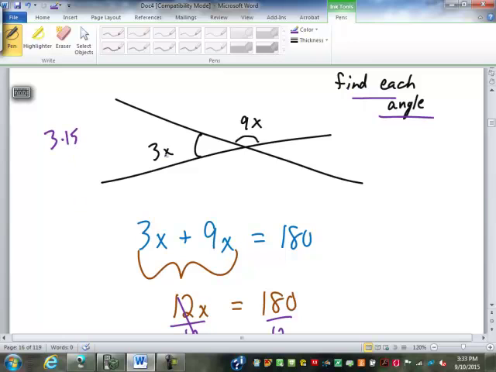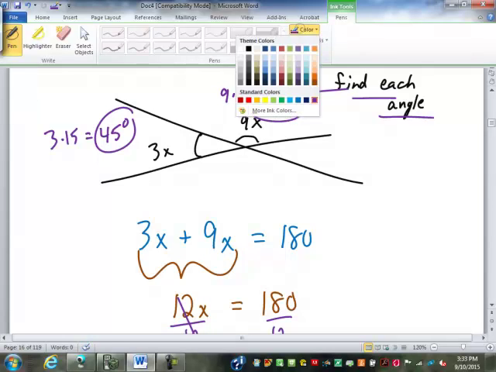Perfect. Replace the x with 15 and then we multiply in each. So 3 times 15 is 45 degrees. This will be 9 times 15, which is 135. Any questions?